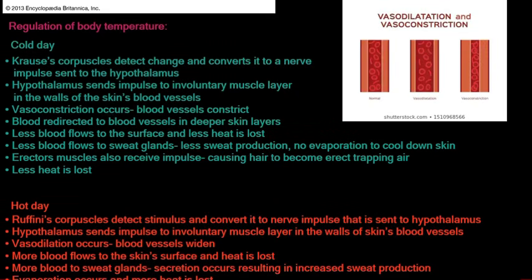Let's look at how our bodies regulate their temperature. So on a cold day, what happens? Krause's corpuscles detect a change and convert it to a nerve impulse sent to the hypothalamus. The hypothalamus sends impulses to the involuntary muscle layer in the walls of the skin's blood vessels, and vasoconstriction occurs. So the blood vessels constrict.